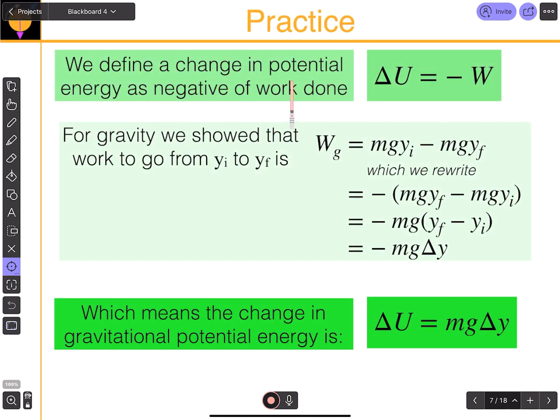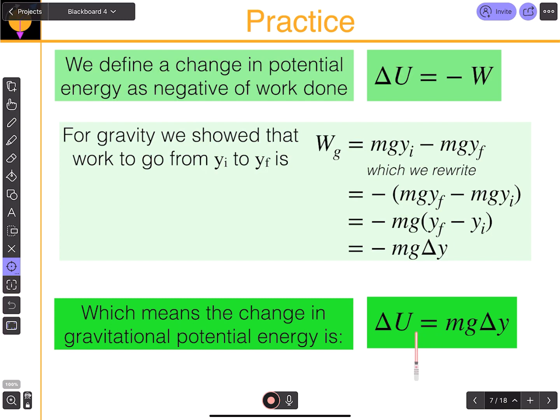So we're going to define the change in potential energy, that energy stored in a system, as the negative of the work done. So delta U is going to be our symbol for expressing potential energy, and it is equal to minus the work done. For gravity, we show that if you do an integral of the force dot displacement, the work done by gravity is mgy initial minus mgy final, which if I factor out a -1, then factor out the mg, becomes y final minus y initial, which is delta y.